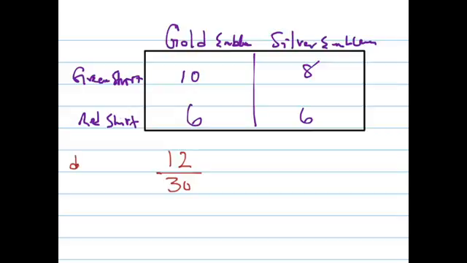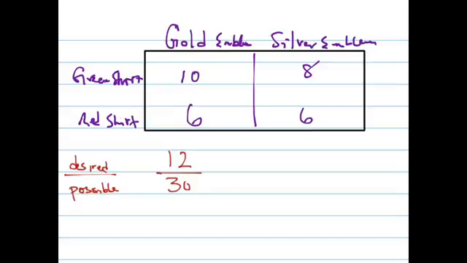It's your desired outcome, what you want to get, out of your possible outcomes. How many different ways they can end up. So there's 30 different shirts they could get. There's 12 that fit the description that they want. Can you reduce that? Yes, we'll reduce that. I'm just showing you how we get it.